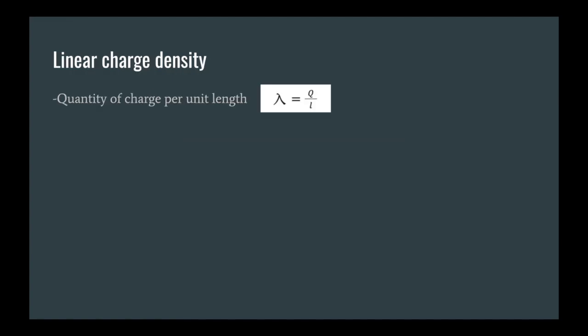Linear charge density is simply the representation of the amount of charge over a given length. It can be calculated by having the total charge, Q in this case in units of coulombs, divided by the length of the cylinder in meters.